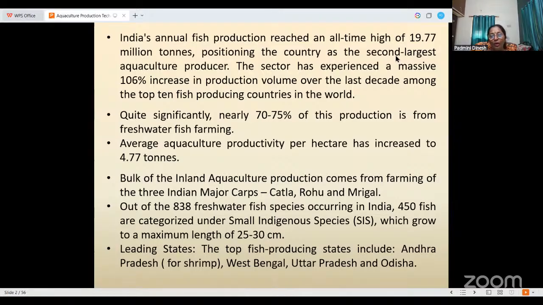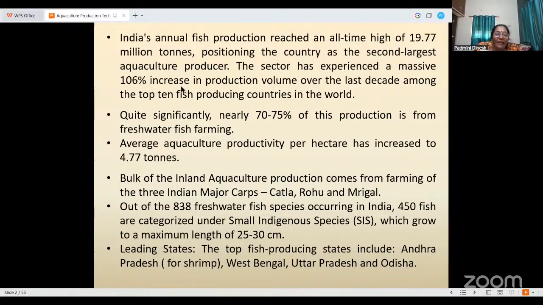So you can see how much production is happening in India, and the government is also giving so much importance. You can also always have this as a small scale industry. If you have some place, you can think of growing them by yourself, and you can become an owner of aquaculture. Because the sector experienced a massive 1.6% increase in production. So imagine the increase in the production, that is 1.6%. Out of 100%, 1.6, definitely it's a massive one.